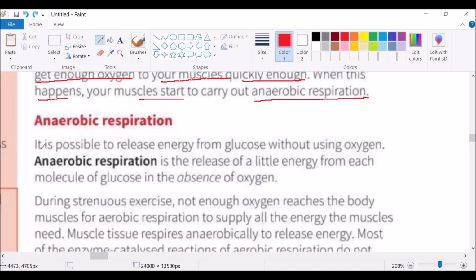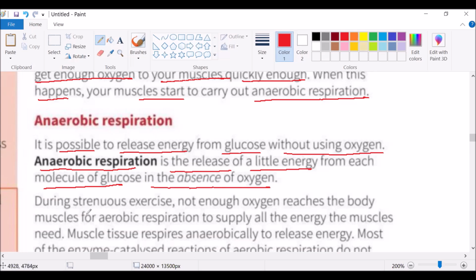Anaerobic respiration. It is possible to release energy from glucose without using oxygen. Anaerobic respiration is the release of a little energy from each molecule of glucose in the absence of oxygen. So, anaerobic respiration releases a little energy compared to aerobic respiration.